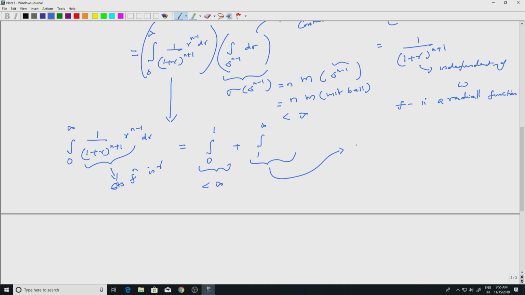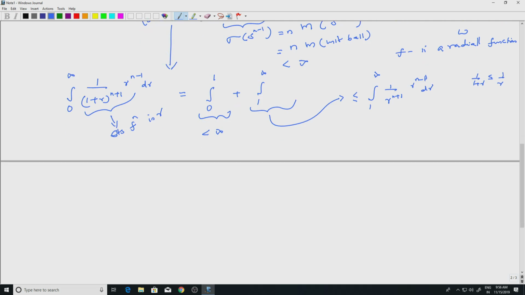So this is less than or equal to, well, I will write it as integral 1 to infinity of 1 by 1 plus r. So 1 by 1 plus r is of course less than or equal to 1 by r, and I have n plus 1, right. So I have 1 by r to the n plus 1 and I have r to the n minus 1 dr. All right. So that directly tells us that this is equal to integral 1 to infinity of r to the n minus 1 over r to the n plus 1. So this is simply 1 by r square dr, and that is finite, right.